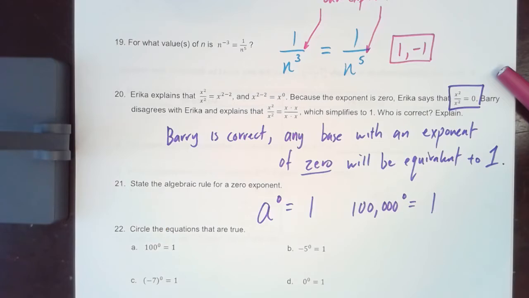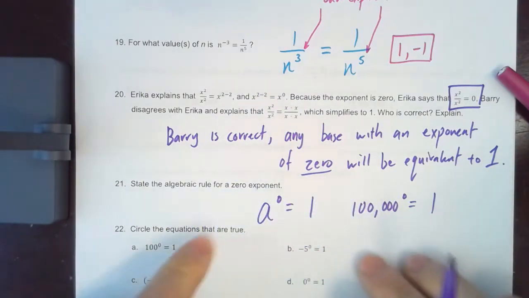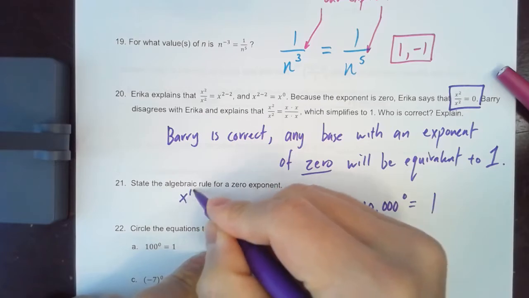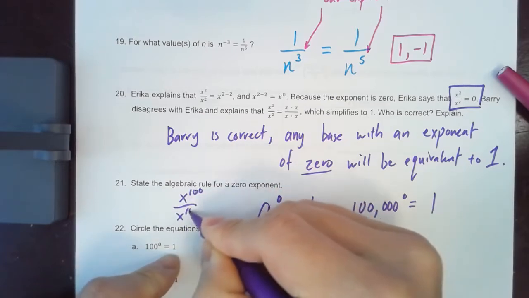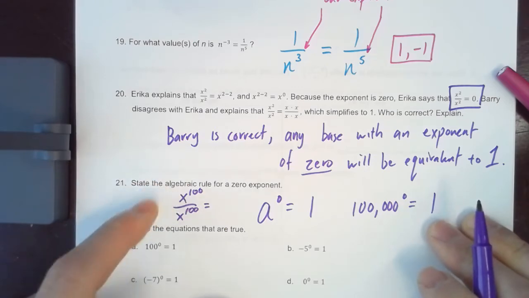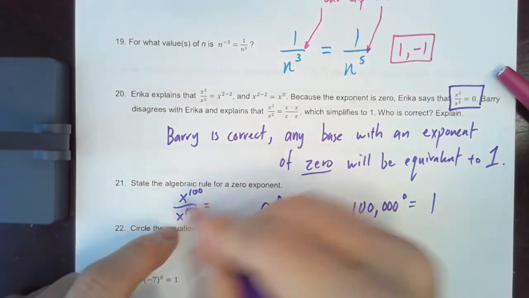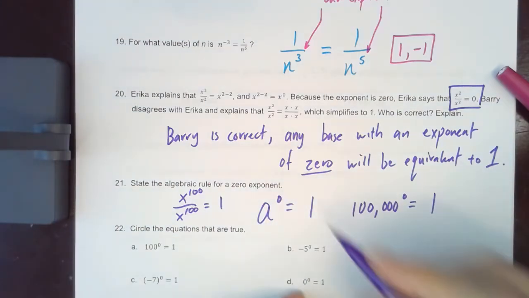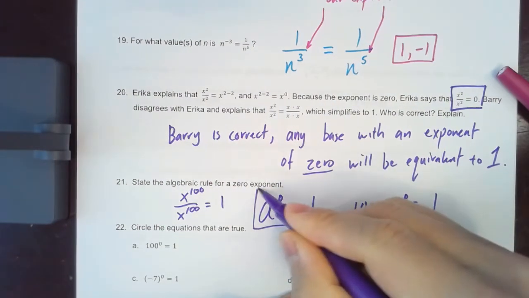Something to the 0 power, class, just means that you have equal parts on the numerator and the denominator. So like x to the 100 divided by x to the 100, you have 100 x's on top and 100 x's on the bottom. They all cancel with each other, and that's going to equal 1. So anything to the 0 power is equal to 1.